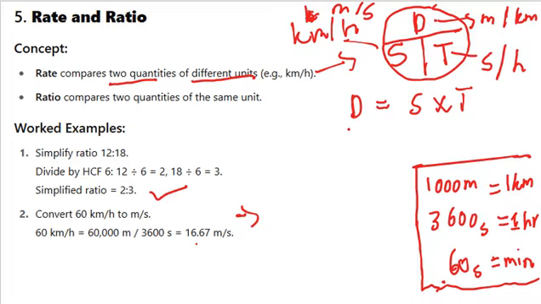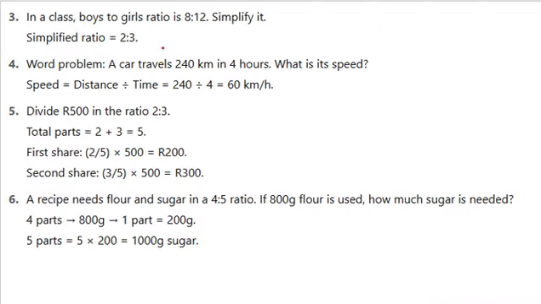Then carrying on, let's go to number 3. In this question we are given that in a class, the boys to girls ratio is 8 to 12. What does it mean when it says boys to girls? It means 8 boys to 12 girls. So the ratio of boys to girls is 8 to 12.